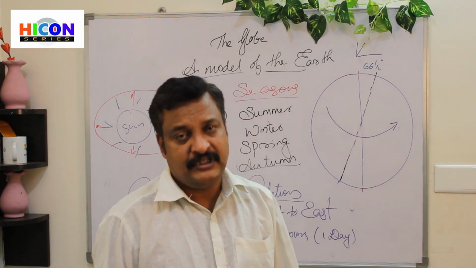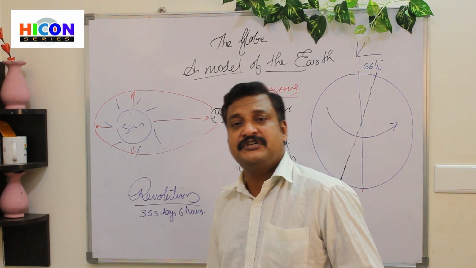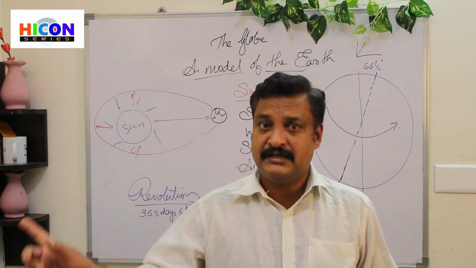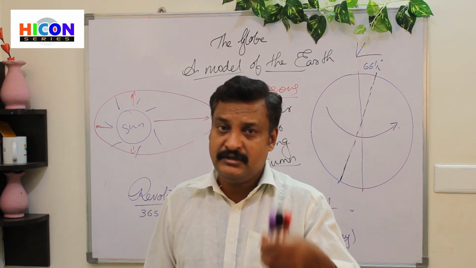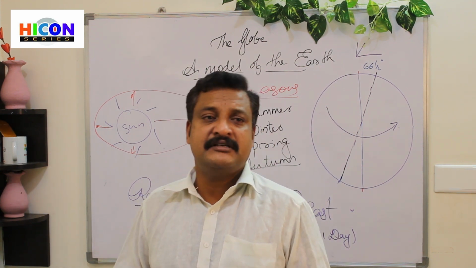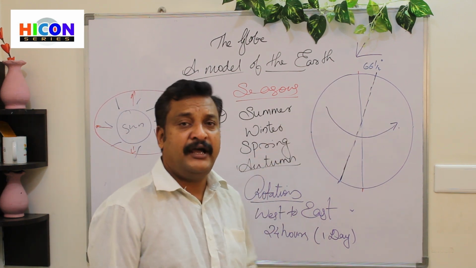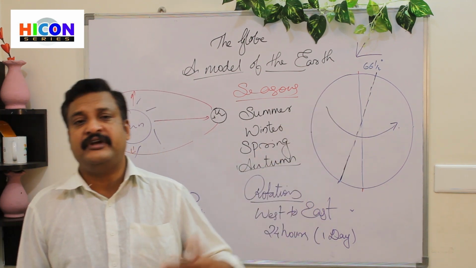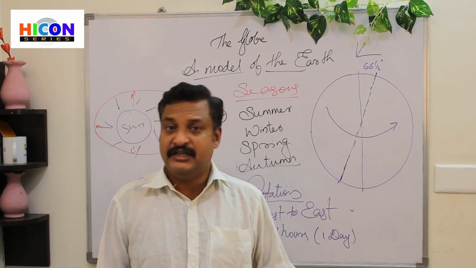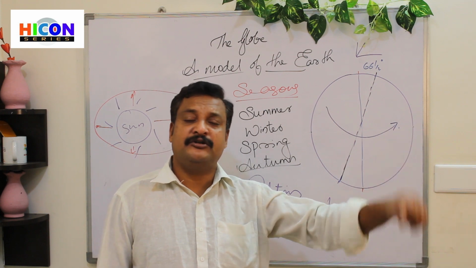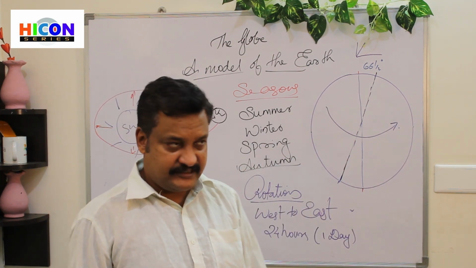The second movement of the earth is revolution. Revolution is the movement of the earth around the sun. It takes 365 days and 6 hours to complete one revolution. The 6 hours every year is calculated as one single day in every 4 years. And when we calculate in that way, we get one day extra on every 4th year. We call that a leap year. And this day will be added to the month of February, which makes it have 29 days.